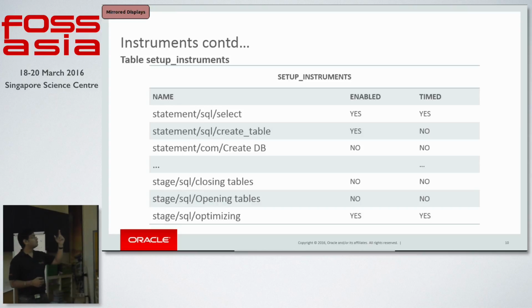The second one is statement/SQL/create_table. That is, whenever a create table is happening on the MySQL server, I want the statistics of that, but I am not interested in timing information of that activity, I mean, how much time it has taken to create a table. The third is statement/com/create_db. So I am not interested in this activity at all. I don't want timing information. I don't want it to be instrumented.